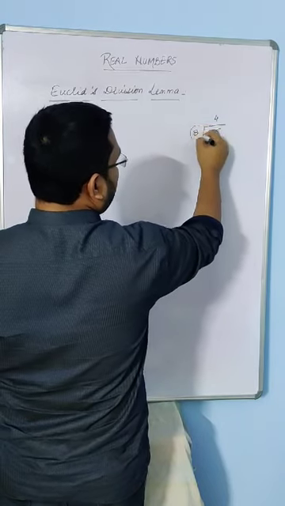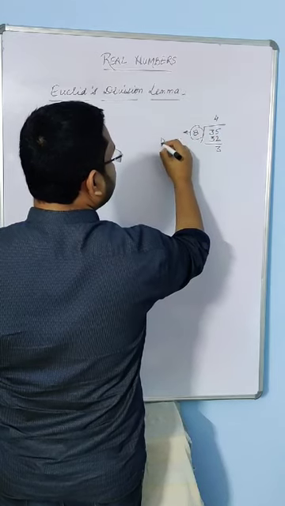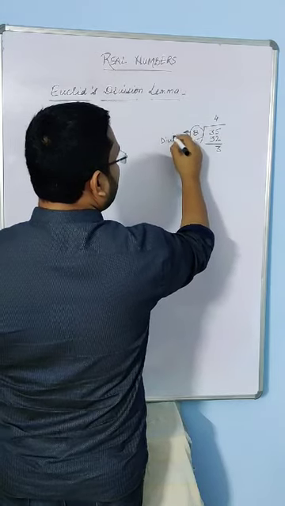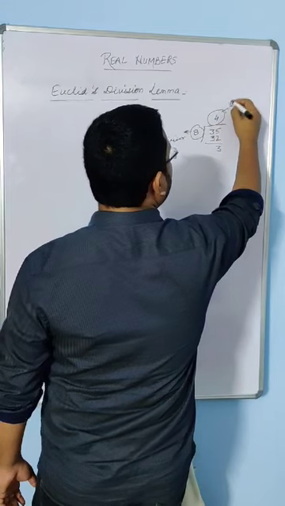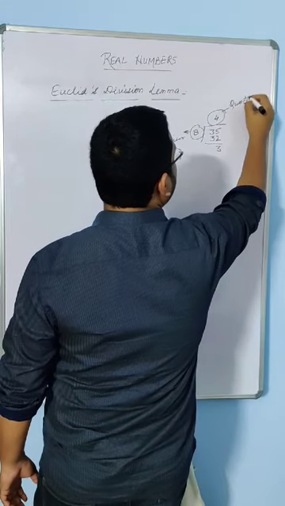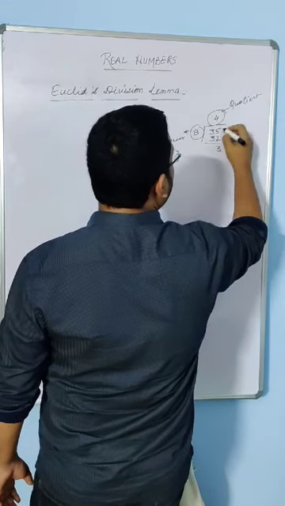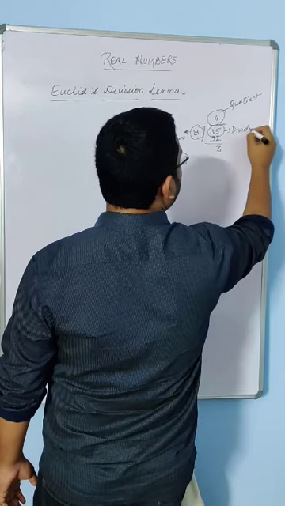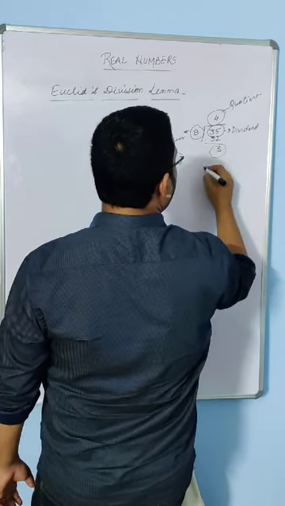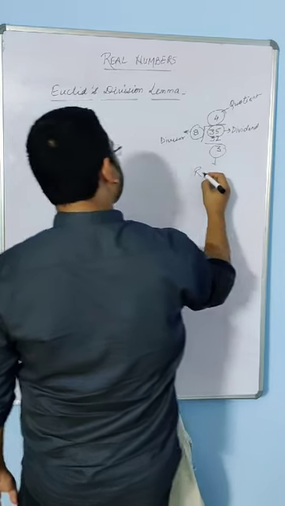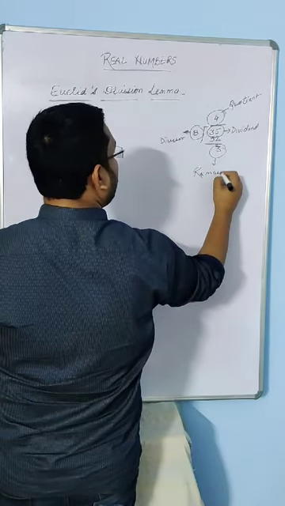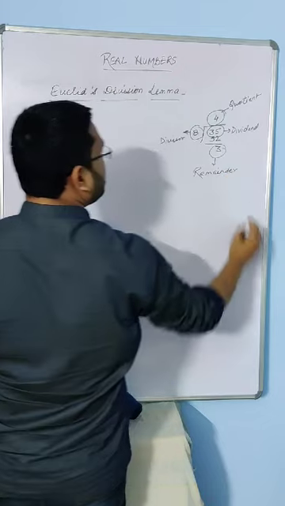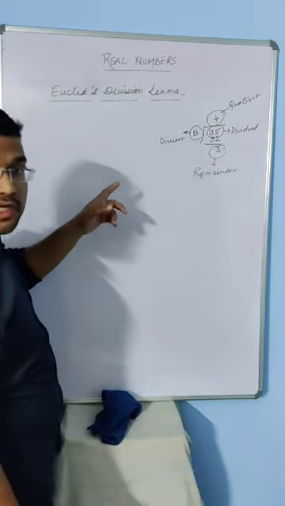So this is what you call divisor. This is what you call quotient. This is what you call dividend. And this is what you call a remainder. I hope this is clear to all.